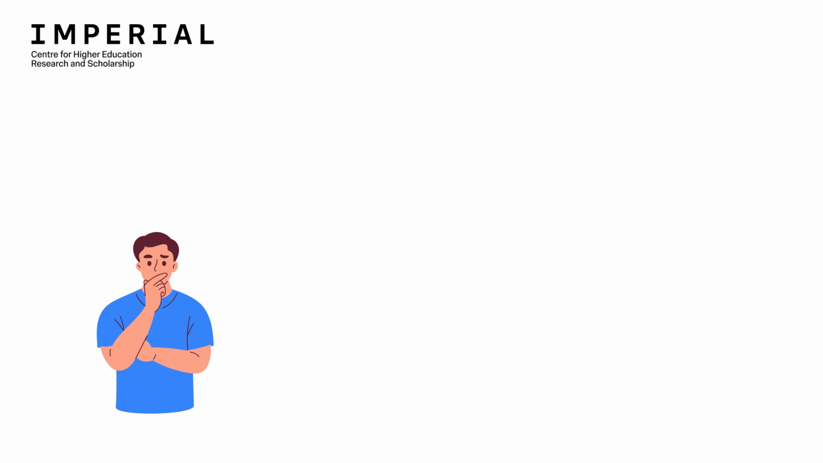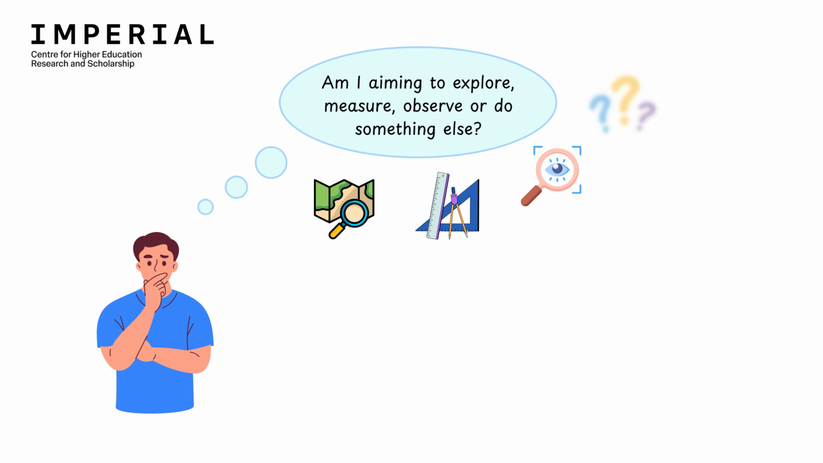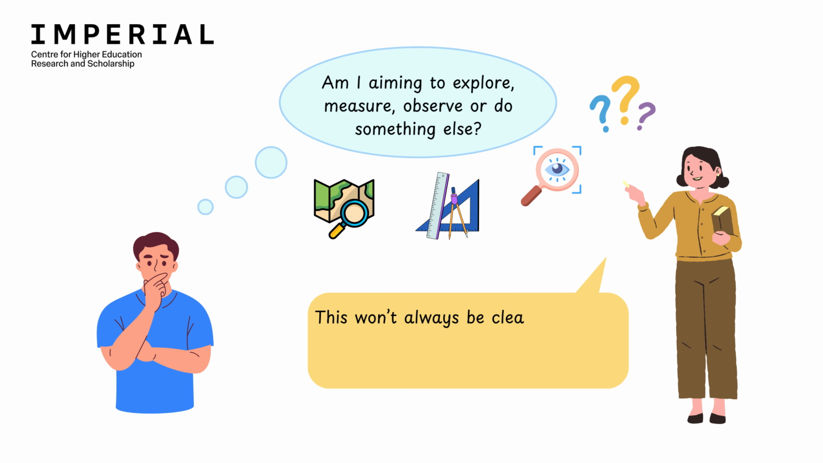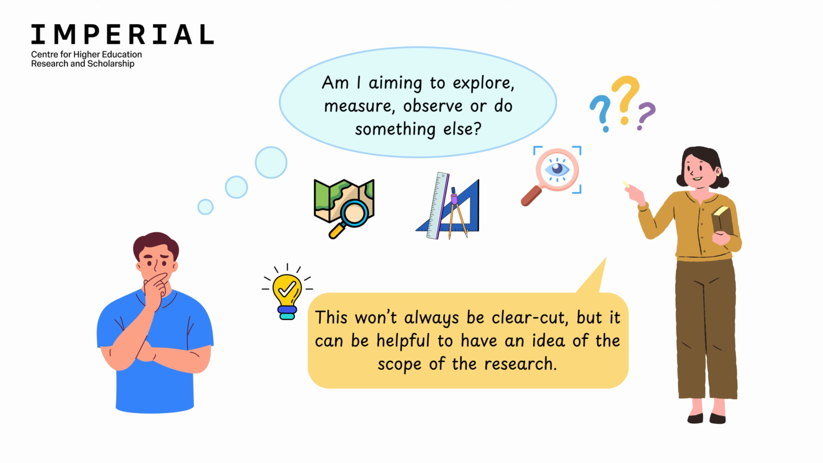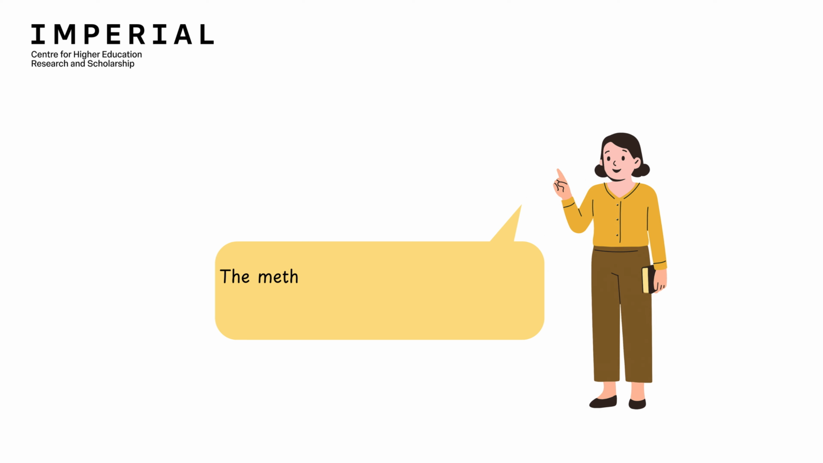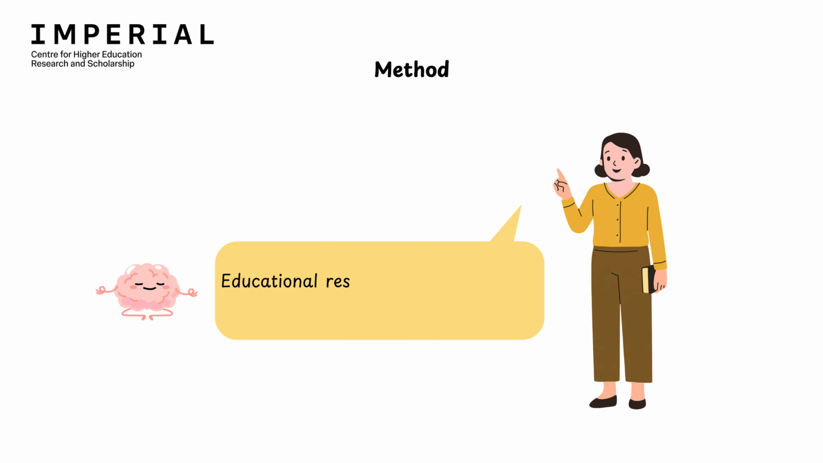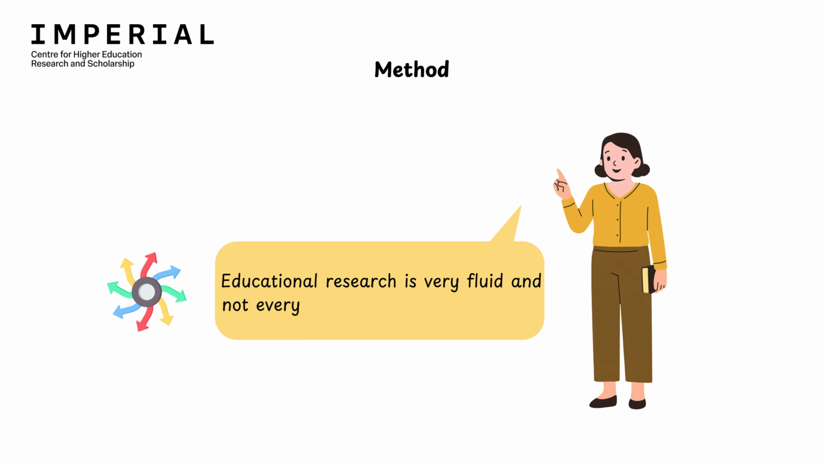After careful thought around clarifying the focus of your research, ask yourself, am I aiming to explore, measure, or observe, or something else? This won't always be clear-cut, but it can be helpful to have an idea of the scope of the research. The answer to this question can help you think about which methodological approach to take. The method you choose will be reliant on the approach you take. Be mindful, educational research is very fluid, and not every method and approach will be appropriate.